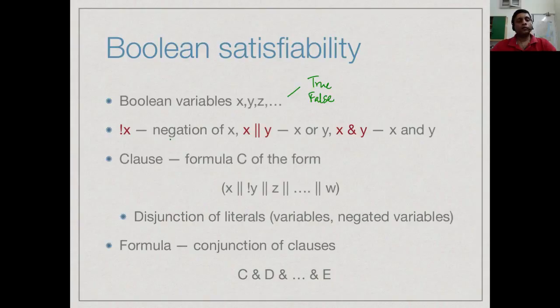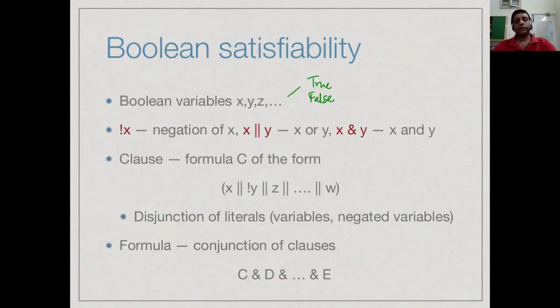Negation takes a value of true and turns it into false and vice versa. So we write that with this exclamation mark using some programming language terminology. So not x is written as exclamation mark x. Then we have x or y, which is true provided at least one of them is true. So if either x is true or y is true or both are true, x or y is true. We write that with this vertical bar or pair of vertical bars.